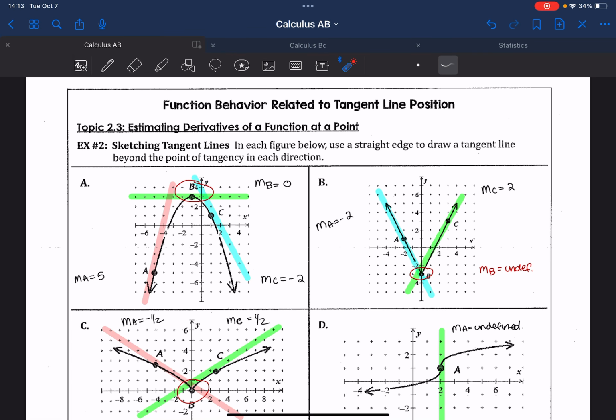So here it has a function. In this case, this is the function where it labeled the points A, B, and C. And here we had to approximate what the slopes are at those points by drawing those tangent lines.